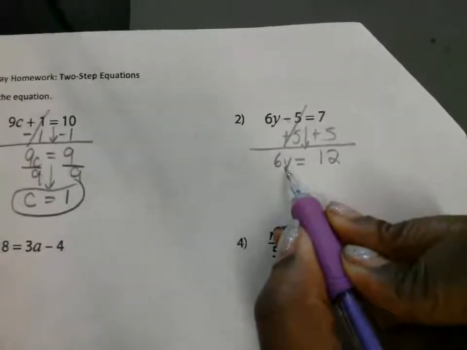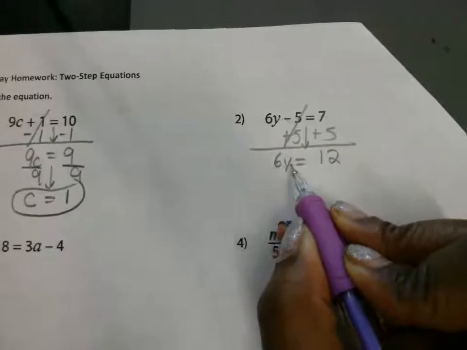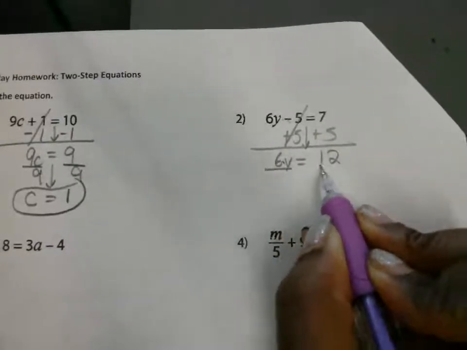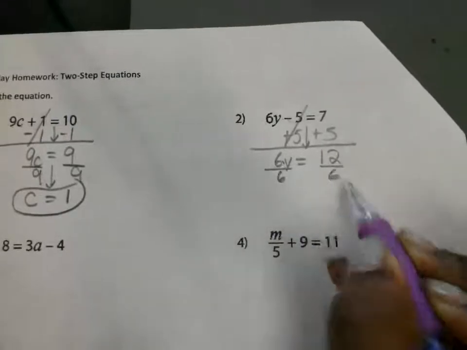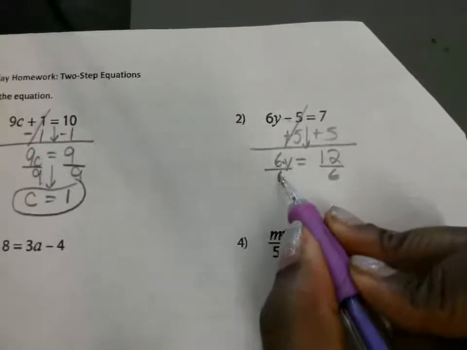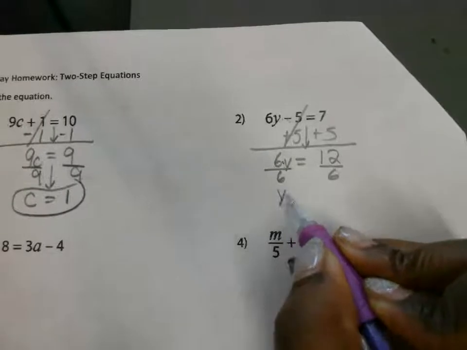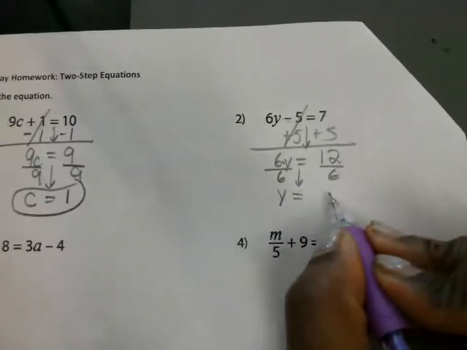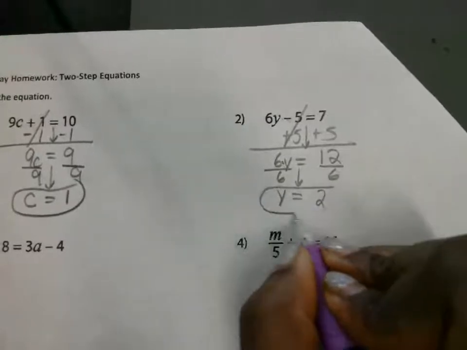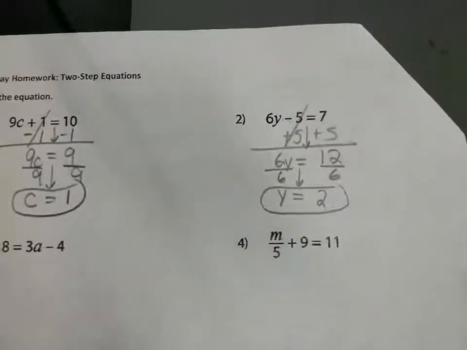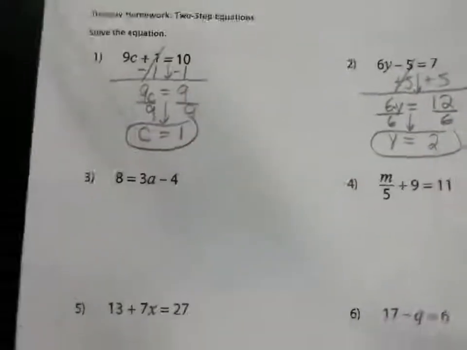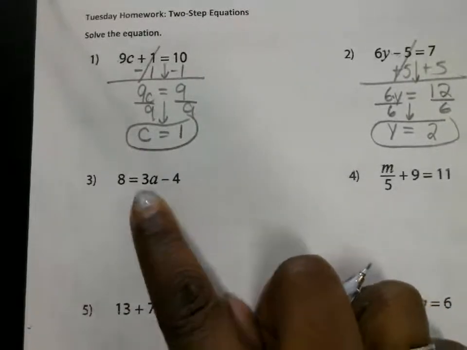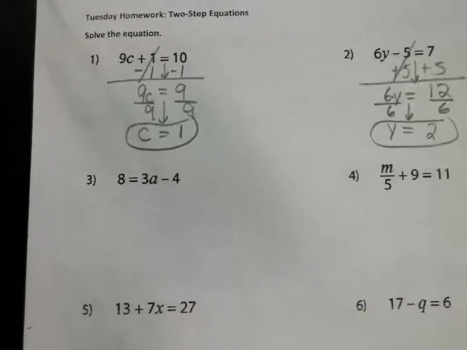To get Y by itself, the operation between 6 and Y is multiplication. The opposite of multiplication is division. So we divide by 6 to remove the 6. 6 divided by 6 gives me 1Y, or just Y. Bring down the equal. 12 divided by 6 gives me 2. So Y here is equal to 2. Okay, you should be able to do this one. You're going to get rid of the minus 4 first by adding it, and then divide by the 3.